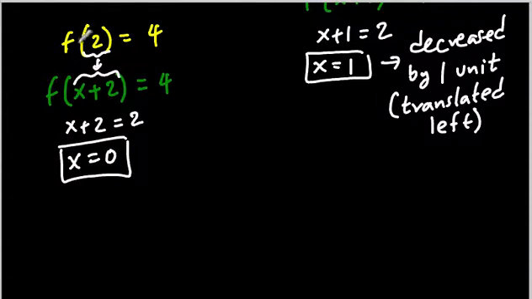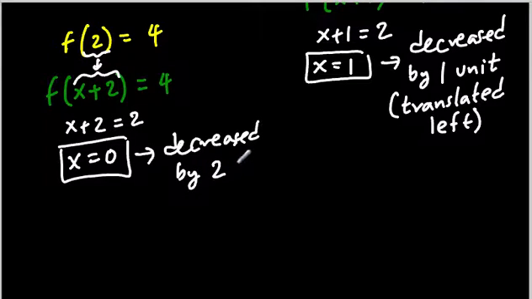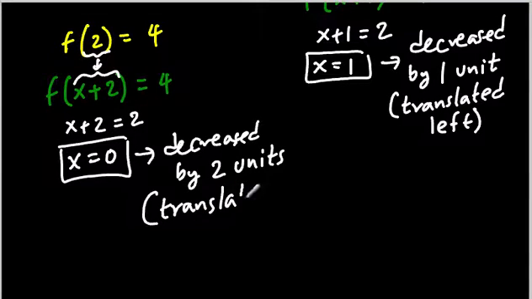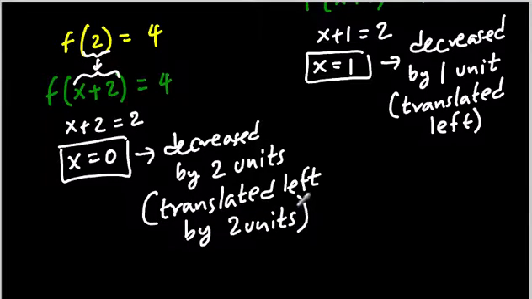Whoa, that's really interesting. The original point was 2, and that has now been shifted to 0. So in other words, we have decreased by 2 units. Another way of saying this, we have translated again to the left, because originally x was 2 and it has now moved to 0, so it has moved to the left. From 2 to 0 is a left translation. So translated left by 2 units.